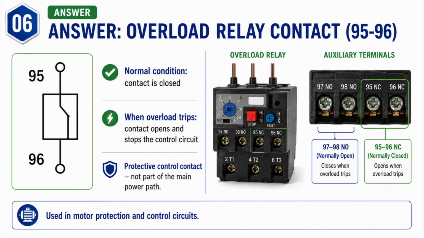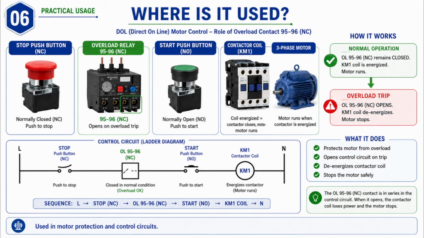During normal operation, this contact stays closed. If the overload relay trips, 95 to 96 opens and interrupts the control circuit. The overload relay may also have 97 to 98 normally open contacts for trip indication. Now let's see how it protects the motor.